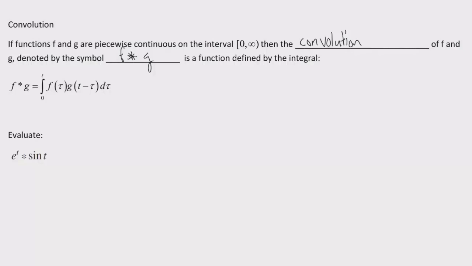Alright, I think it's time for a new definition. So convolution. So what is a convolution? So if f and g are piecewise continuous functions on the interval from 0 to infinity, then the convolution of f and g are denoted by this symbol. F star g is a function defined by the integral that's given on the screen. So integral from 0 to t of f of tau times g of t minus tau d tau. That tau looking symbol. Anyways, it's just another letter of the Greek alphabet, so don't get too excited or nervous about that.